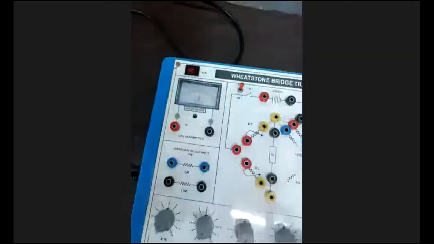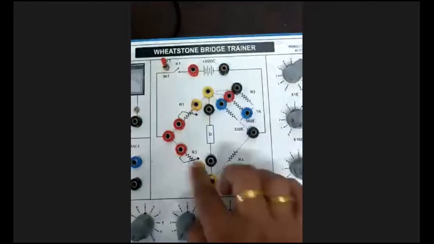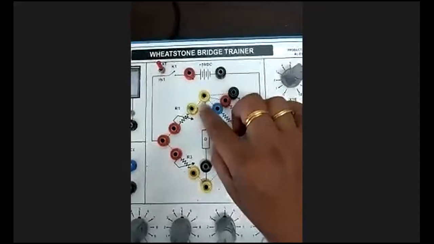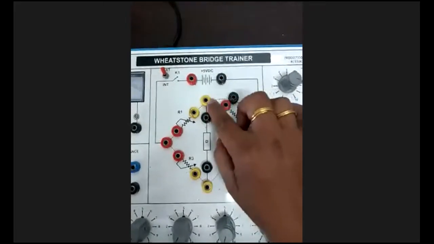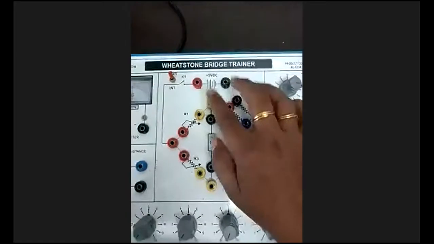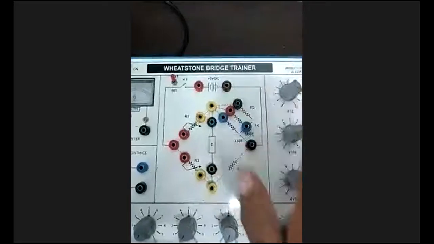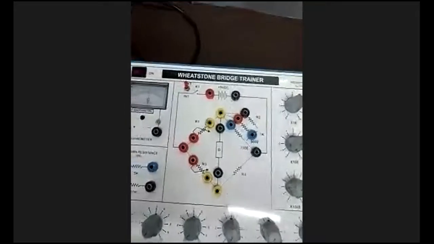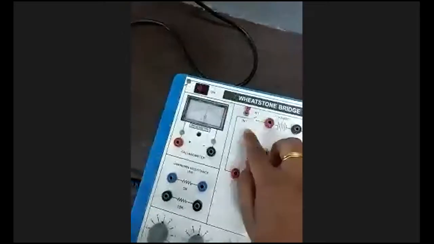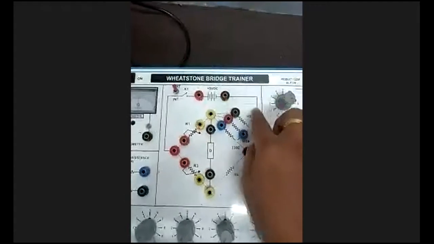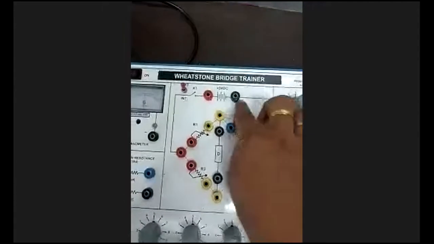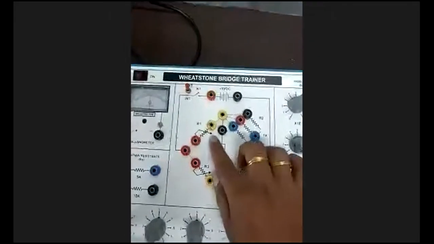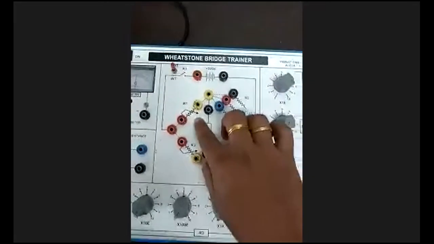The galvanometer connection here. See in the circuit, they have shown dotted lines. These dotted lines indicate that there is no connection inside. We have to do the connection manually by taking these patch cards. This dark line indicates that it is already connected internally. See here, R1 is variable, they have shown.